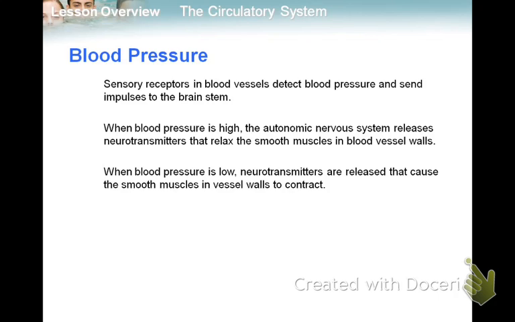More homeostasis here. Sensory receptors in the blood vessels detect blood pressure and send those impulses to the brainstem. When blood pressure is high, neurotransmitters will relax the smooth muscle in the blood vessel walls. When blood pressure is low, neurotransmitters are released that cause the blood vessel walls to constrict. It's called a vasoconstrictor.